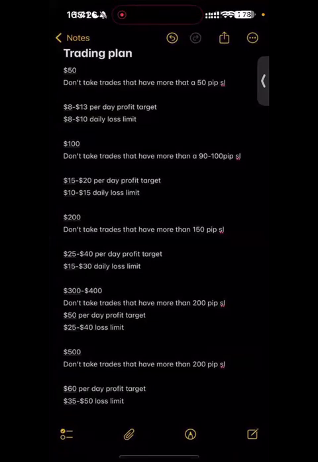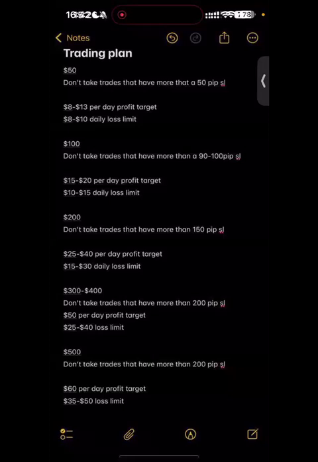When I say 100 pips, I mean 0.01 lot for $10. So 0.01 for 100 pips is $10. I do hope you understand what I'm saying. You don't want to be taking trades that have more than a 90 to 100 pip SL.